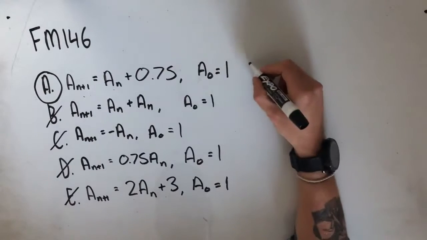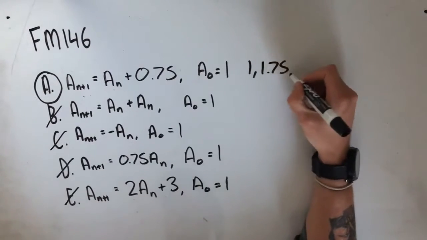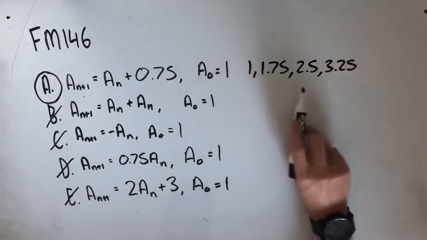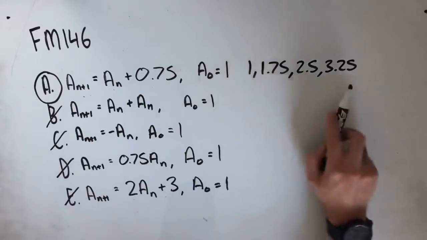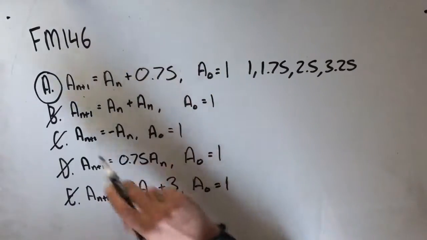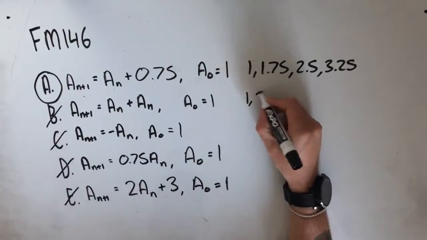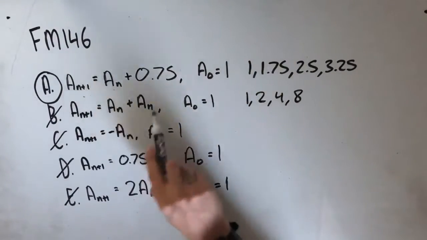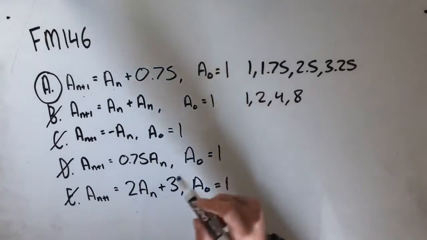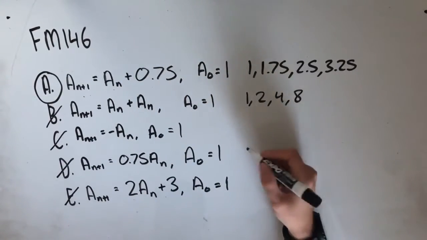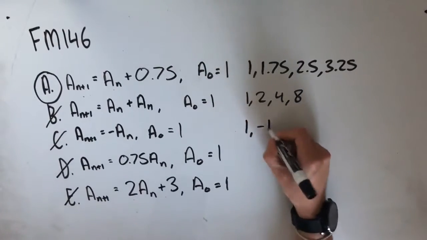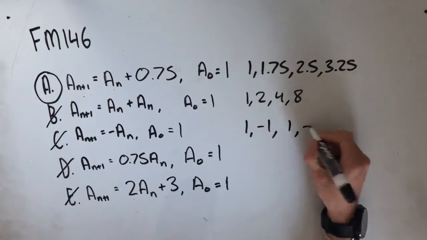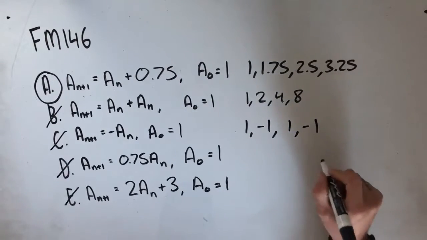So A's sequence would be 1, 1.75, 2.5, and then 3.25. So we can see that we're adding 0.75 on at each step. This is an arithmetic sequence. If we were to follow through with B's sequence, we would end up with 1, 2, 4, 8. We can clearly see that this number is doubling each time as we're adding those 2 values together. Option C, I should say, starts at 1, then becomes -1, then -1 times -1 is going to become 1 again, and we're just going to be alternating between 1 and -1.